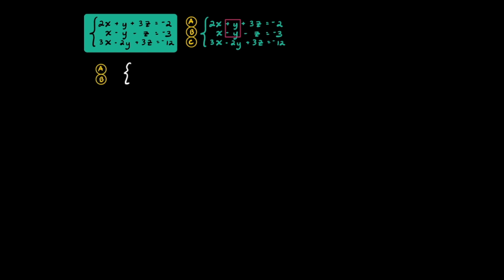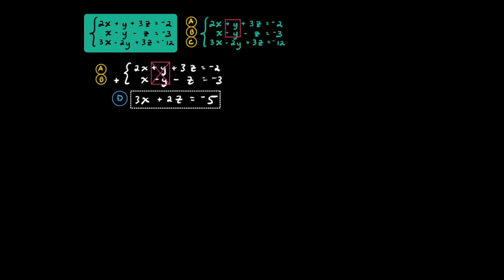Rewriting the equations, we have 2x plus y plus 3z is equal to negative 2, and we have x minus y minus z is equal to negative 3. Adding these two equations together, 2x plus x is going to be 3x, y plus negative y gets eliminated, 3z plus negative z is going to be positive 2z, and negative 2 plus negative 3 is going to be negative 5. This new equation that just has variables x and z, I'm going to label equation D.